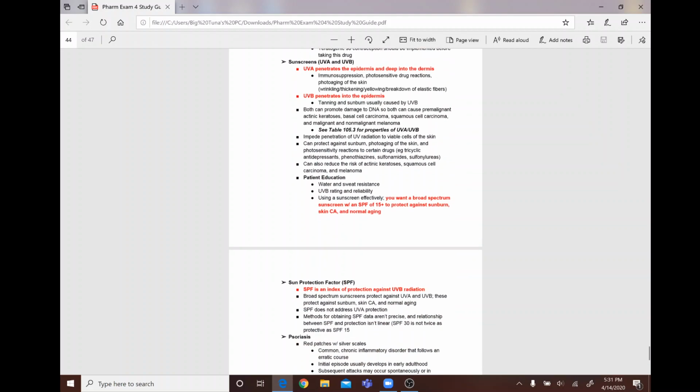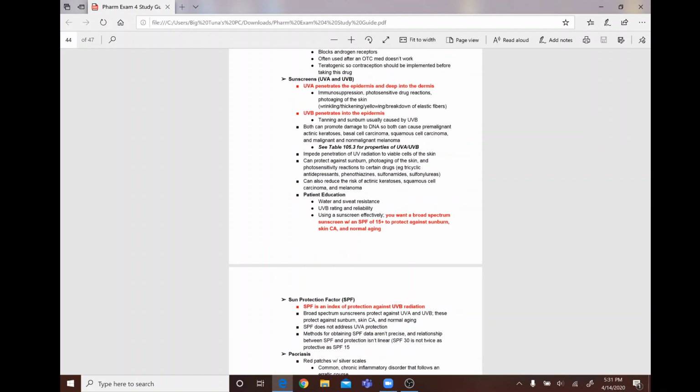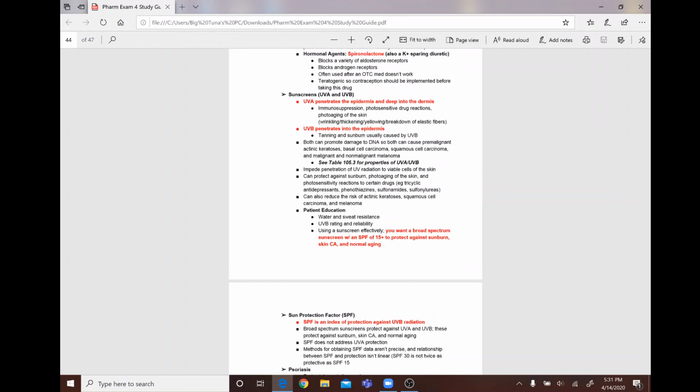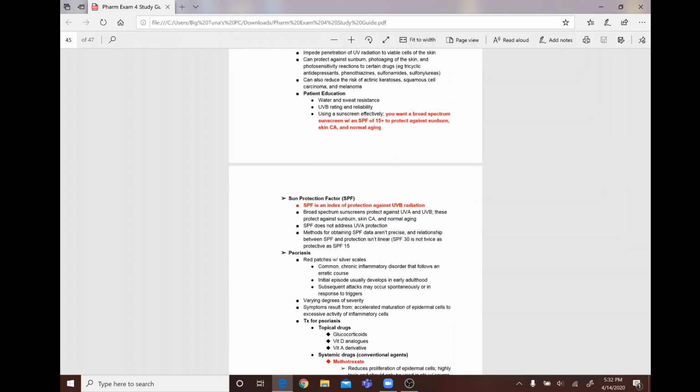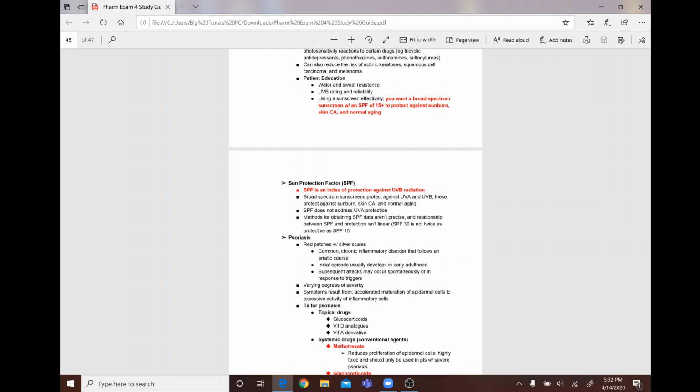All right, what does UVA penetrate? Epidermis and deep into the dermis, so it can cause immunosuppressive, photosensitive drug reactions, photoaging of the skin, things like that. What does UVB penetrate? The dermis, like tanning and sunburn. All right, what is SPF? It's protection against UVB radiation, all right?